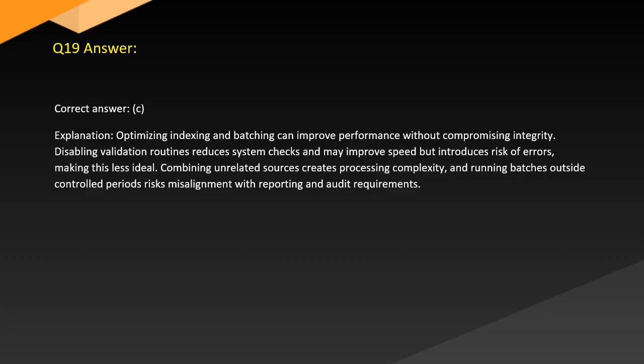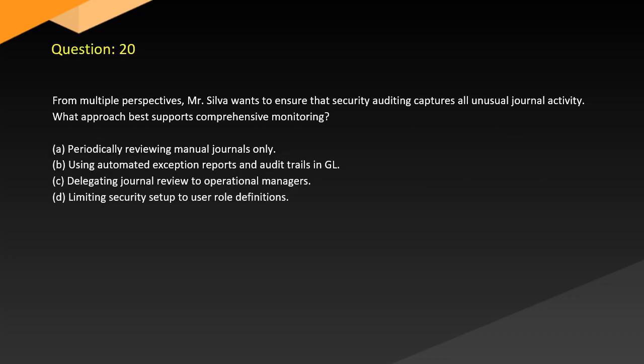Disabling validation routines reduces system checks and may improve speed but introduces risk of errors, making this less ideal. Combining unrelated sources creates processing complexity, and running batches outside control periods risks misalignment with reporting and audit requirements. Question 20. From multiple perspectives, Ista Silva wants to ensure that security auditing captures all unusual journal activity. What approach best supports comprehensive monitoring?